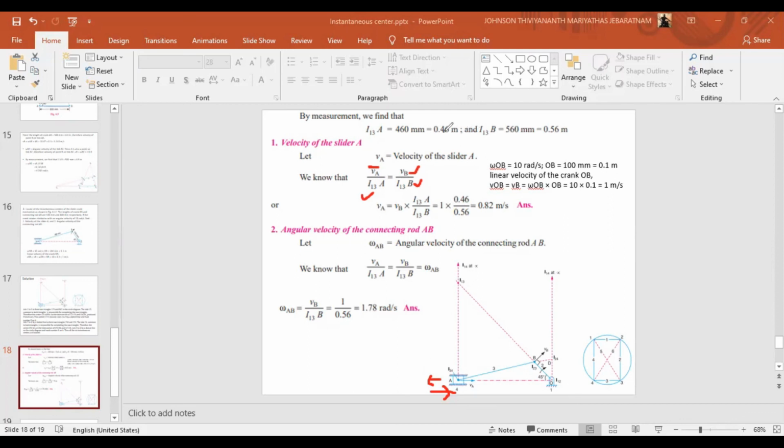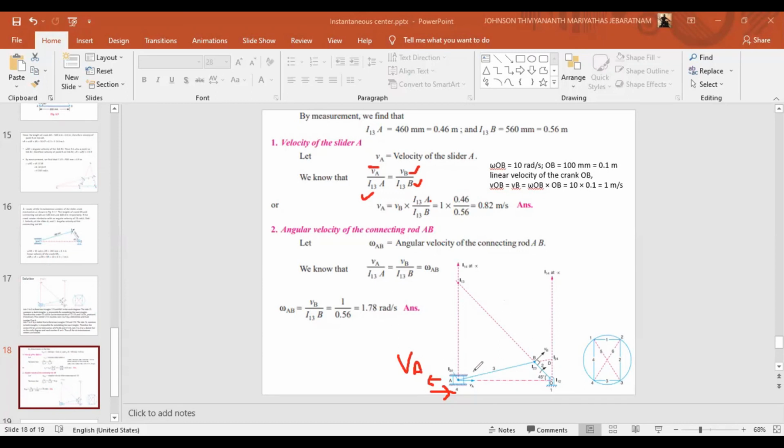I13A by measurement we have found as 0.46 meter, and I13B as 0.56 meter. When I solve this, it will give you 0.82 meter per second. So the velocity of A is 0.82 meter per second. This has only a linear motion and does not have an angular velocity, because it does not have any angular motion. It has only straight line motion.